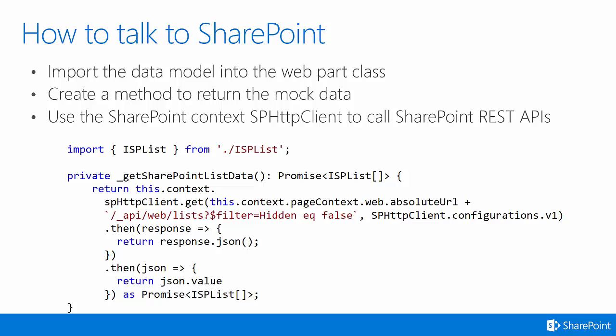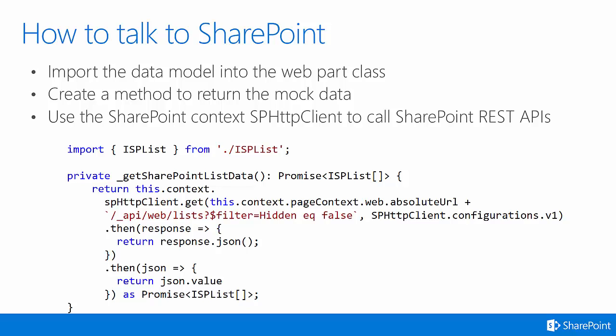After you have that created, then what you'll want to do is import the data model into the web part class, create a method to return the data, and then use the SharePoint context SPHttpClient to actually call the SharePoint REST APIs and get the data back. So the code here illustrates how I've done those things.